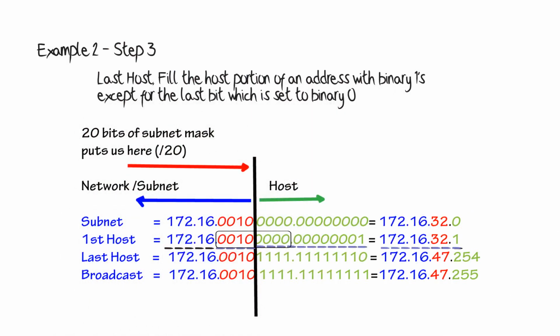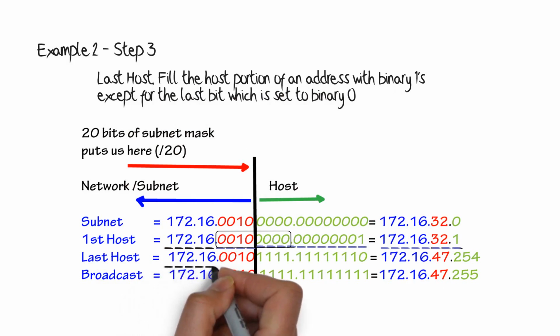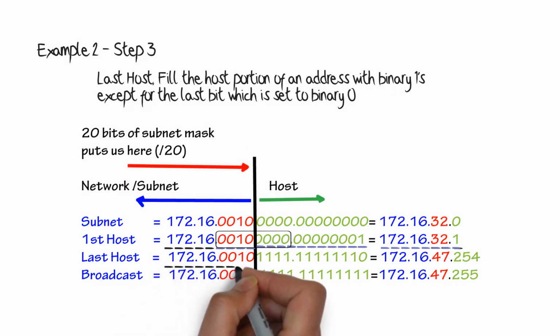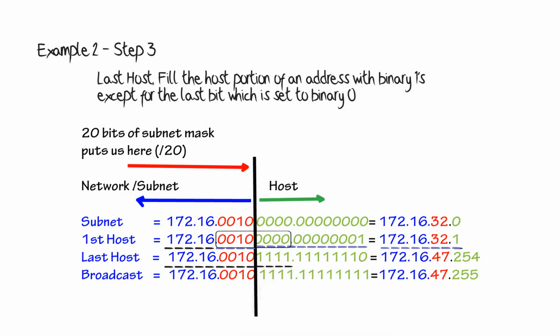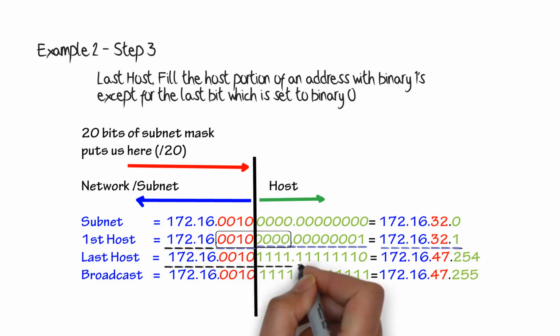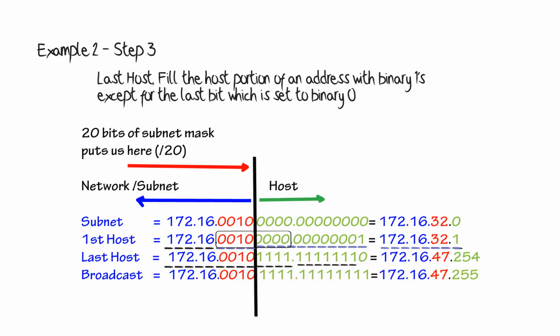To work out the last host address, fill the host portion of the address with binary 1s, except for the last bit, which is set to a binary 0. So the last host is equal to 172.16.0010, followed by 4 binary 1s in the third octet, followed by 7 binary 1s in the fourth octet, and then lastly a binary 0.